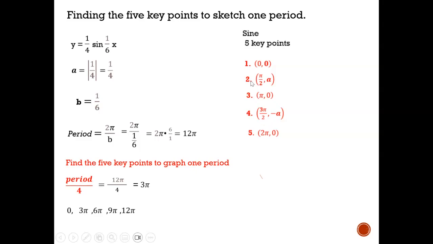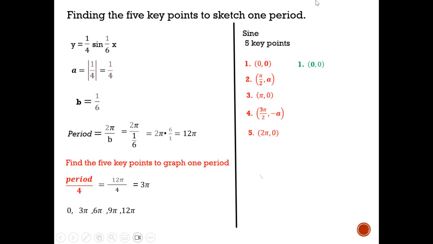Now, for the sine waves, guys, these are the 5 key points from the previous slide: 0, 0, pi over 2, amplitude, pi, 0, 3 pi over 2, negative amplitude, and 2 pi, 0. But now these values we cannot use anymore, because these are going to be my x values: the 0, 3 pi, 6 pi, 9 pi, and 12 pi. So I'm going to replace all these x values with the ones we found at the bottom.